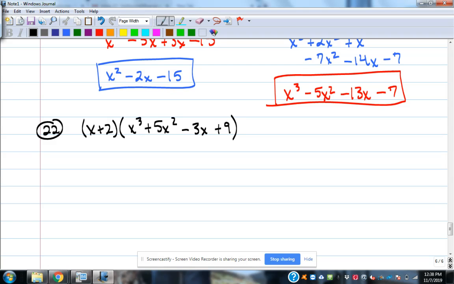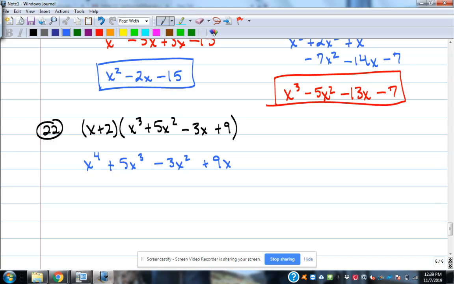Not a harder problem, just a longer problem. And it's not necessarily that you can't multiply correctly and add and subtract correctly. It's that when you stretch it out over a long space, you can forget a piece. So that's why I like stacking it up. So x times x cubed would be x to the 4th plus 5x cubed minus 3x squared plus 9x.